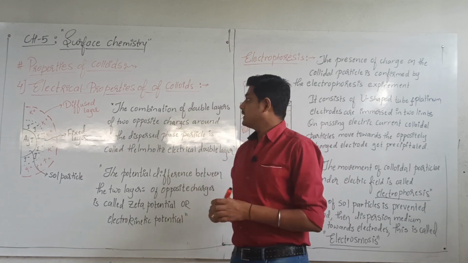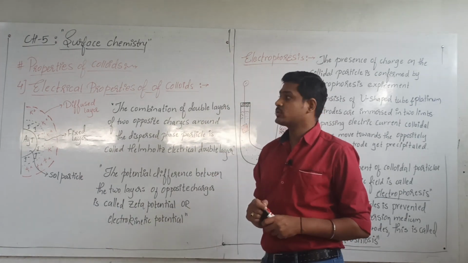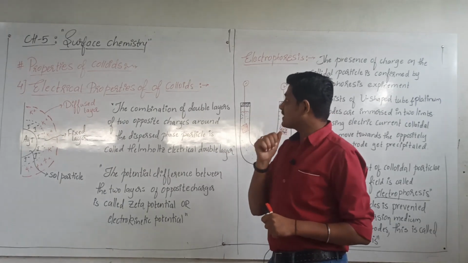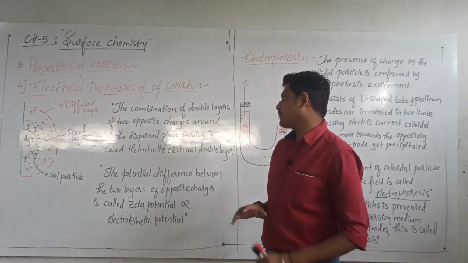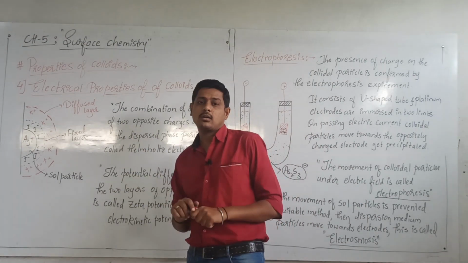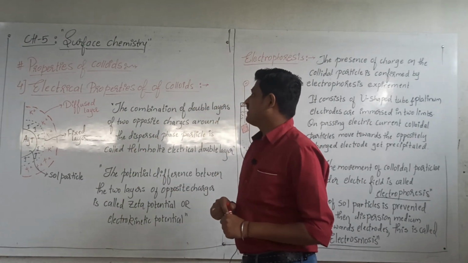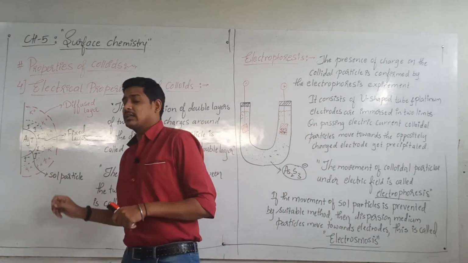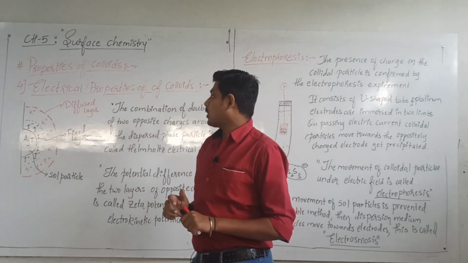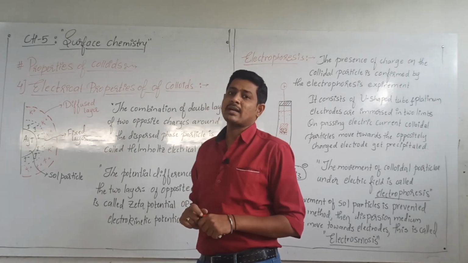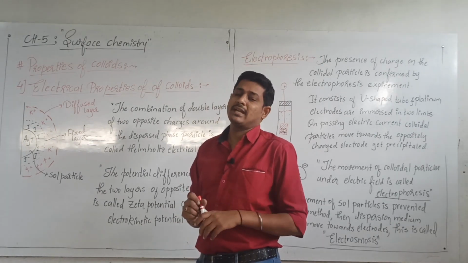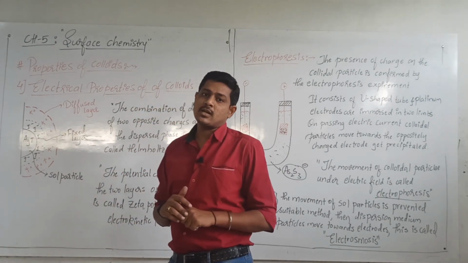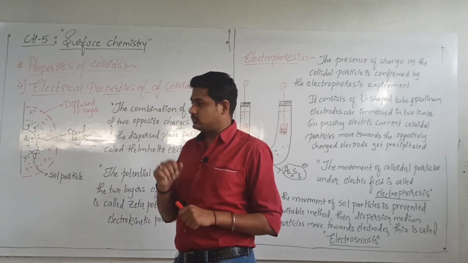So students, in the previous session we were discussing the electrical properties of colloids. In that, the last part we were discussing was the formation of a double layer on the sol particle or colloidal particle. On the surface of the colloidal particle, actually two layers of opposite charge are formed. How are two oppositely charged layers formed?